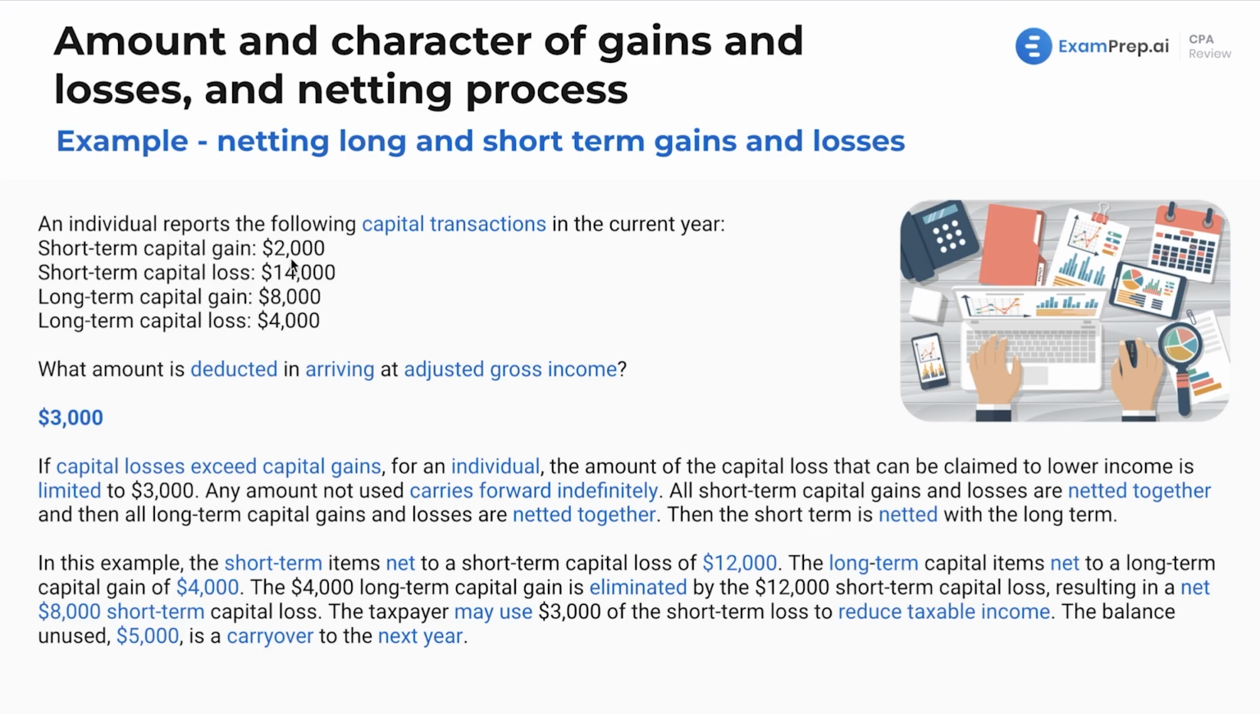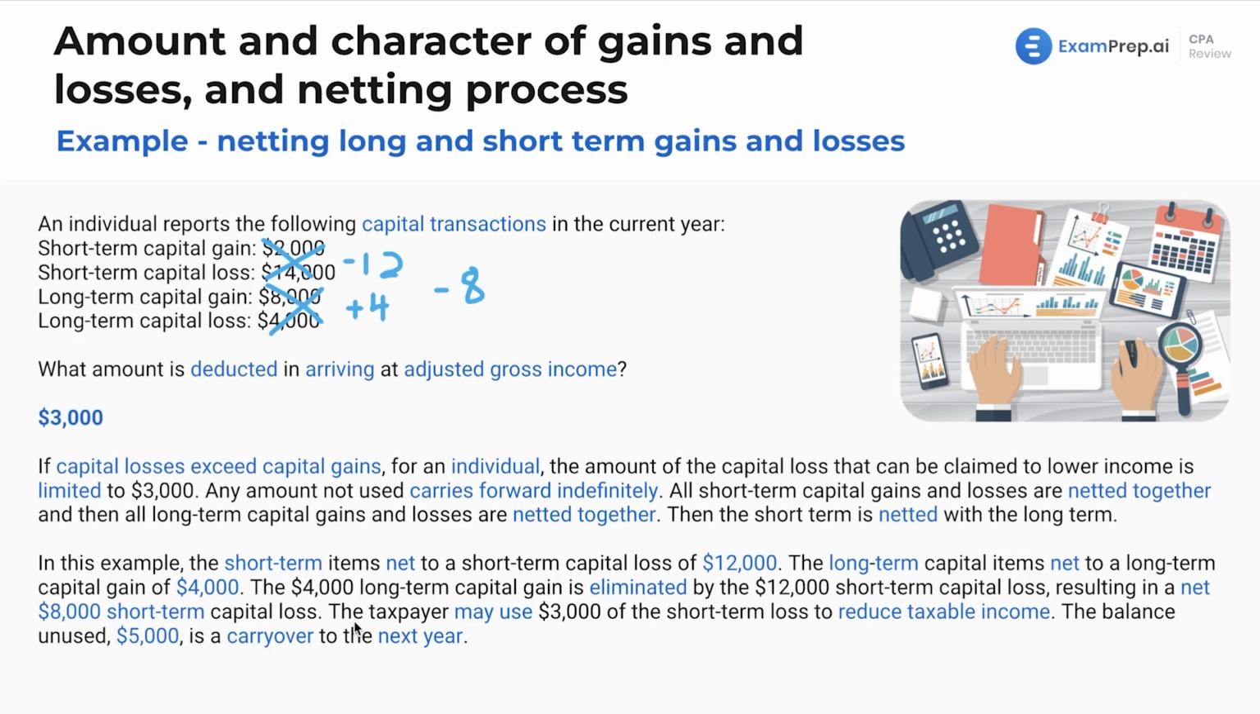So what we do first is net together the short terms. Overall we have a short-term loss of $12,000. Then we net together the long terms, which gives us an overall net long-term gain of $4,000. So we've got a plus 4 and then a minus 12. Netting these together gives us a total loss of $8,000. Now, this $8,000 will be short term because we're using the long term to offset the excess of short term. So we've got an $8,000 short-term capital loss.